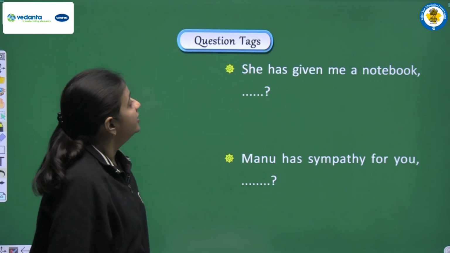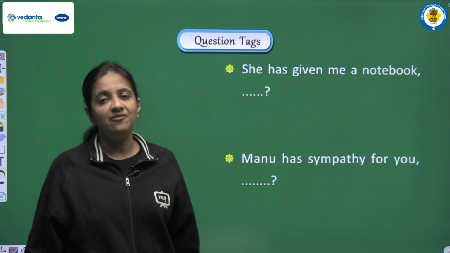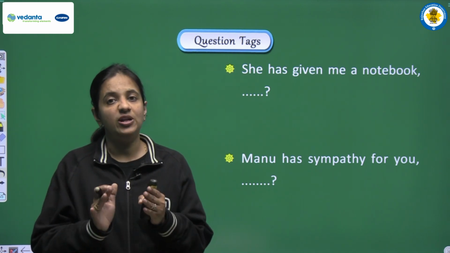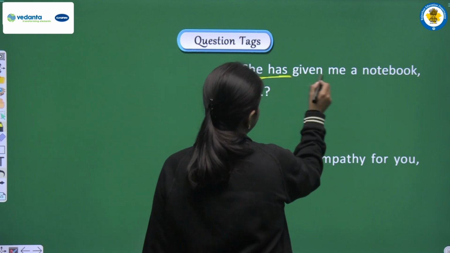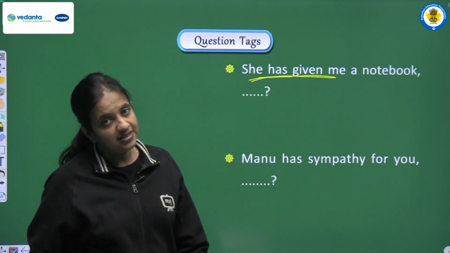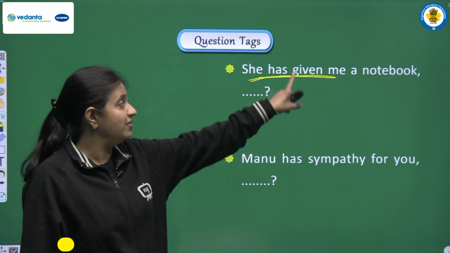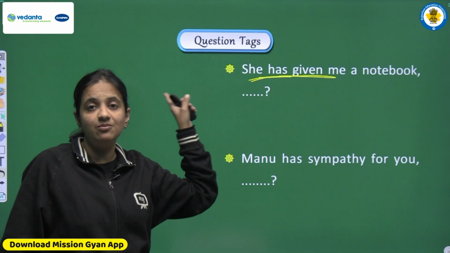Now next, she has given me a notebook. So now we are having a positive statement, so the question tag will be negative. We are having has in this sentence, so we can observe here that this sentence is of present perfect tense, right? We are having has and have, and we are having the third form of the main verb. So this is present perfect tense.